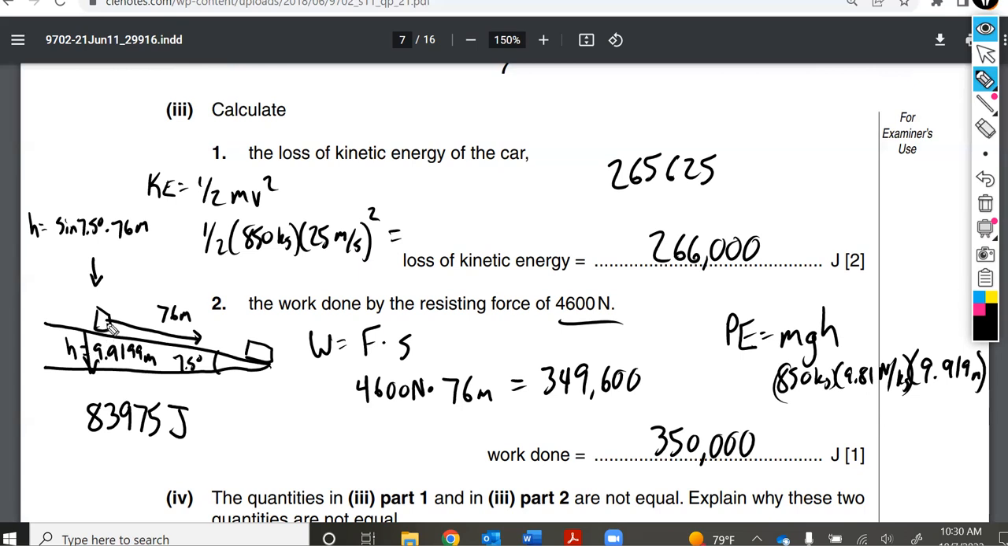So the moment of truth here, 9.9199 times 9.81 times 850 equals 82,717 is what I get in my calculator. I'm going to toggle that over to negative, and I'm going to add 83,975 to it. Now I've got 1,257 joules. And those joules will forever remain a mystery.